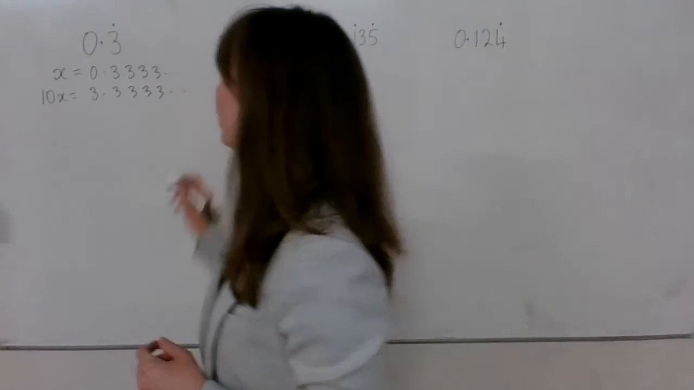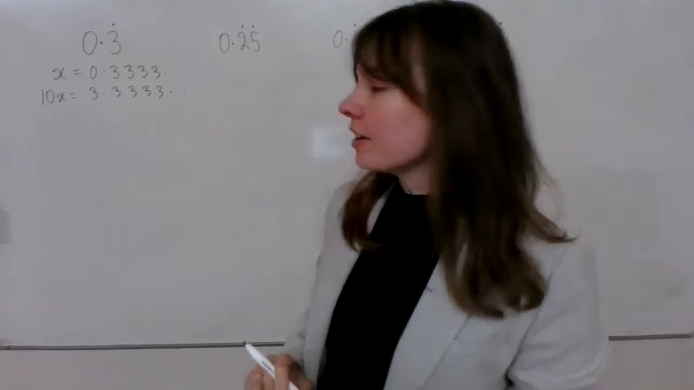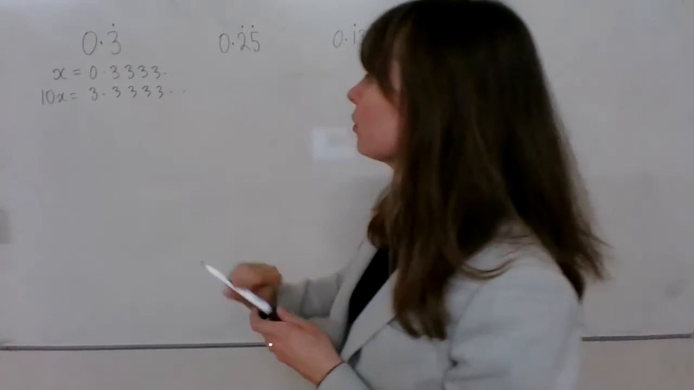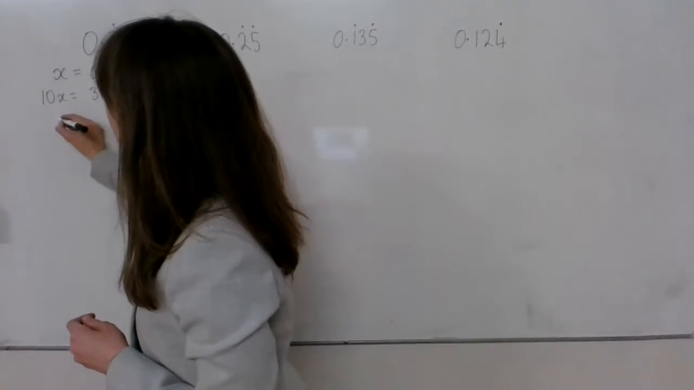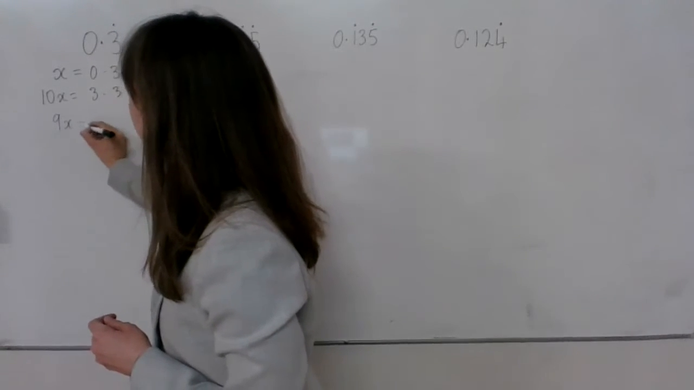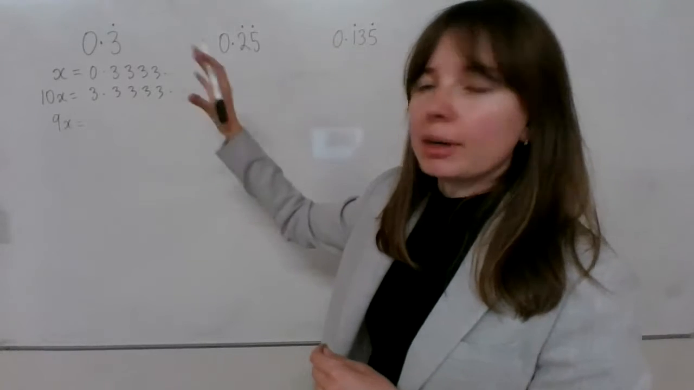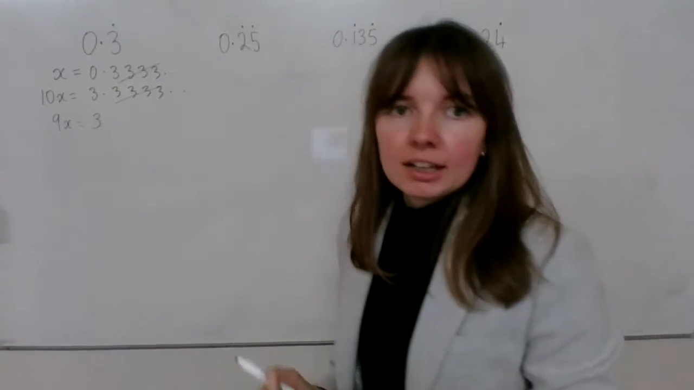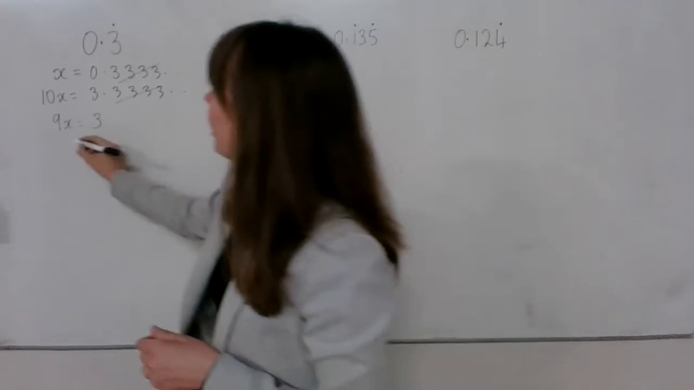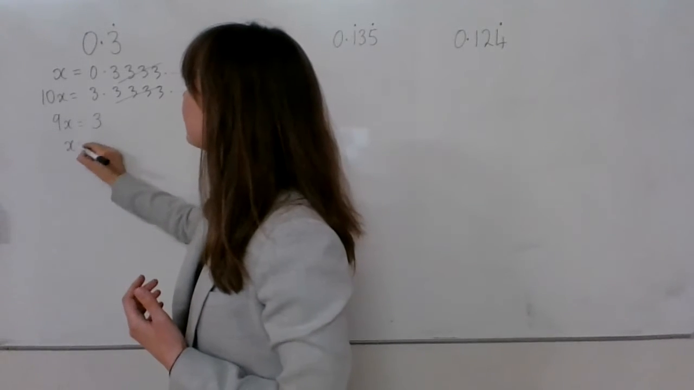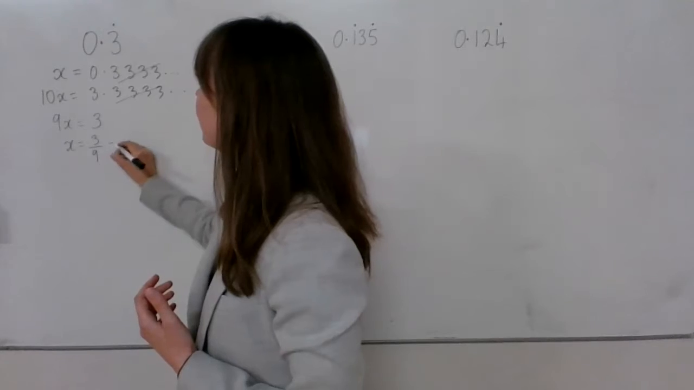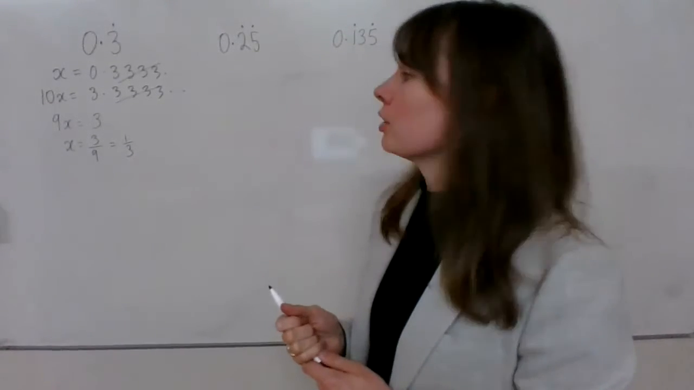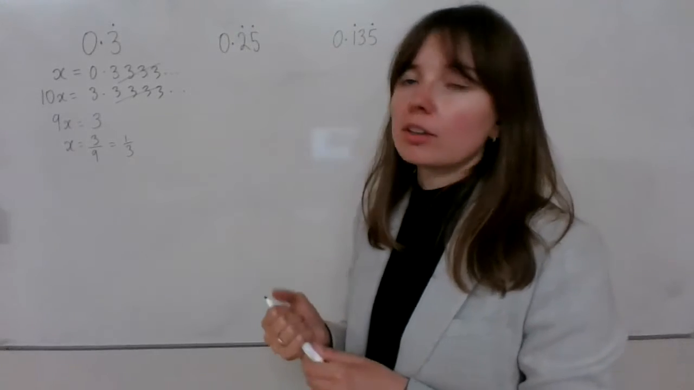3.3333 and so on. And then the neat trick here is if I subtract my x from my 10x, I cancel out all the recurring 3's. So 10x minus x is 9x, and 3.3 recurring minus 0.3 recurring just leaves me with 3. Now if I cancel down, I'll get x equals 3 divided by 9, which cancels down to 1/3. And you might have already known that 0.3 recurring equals 1/3.